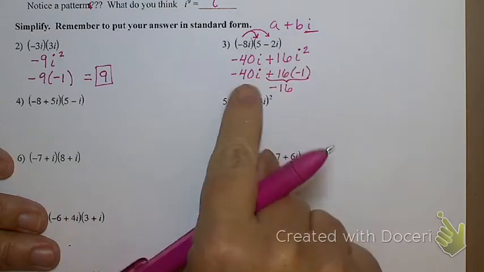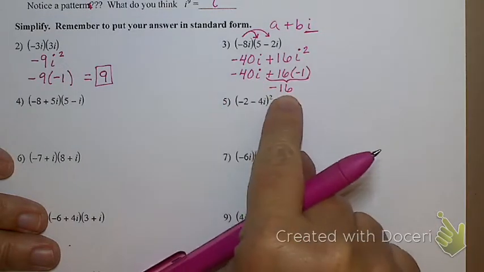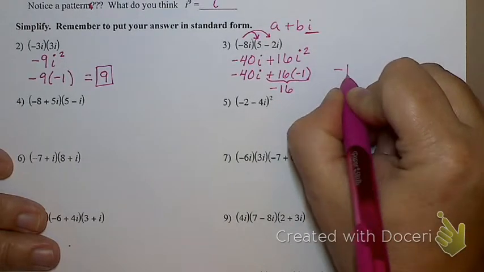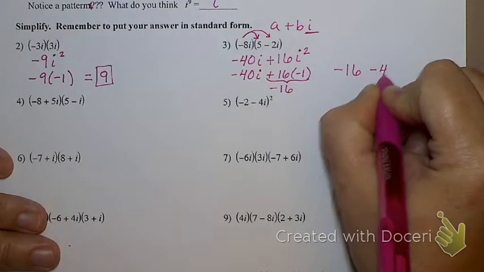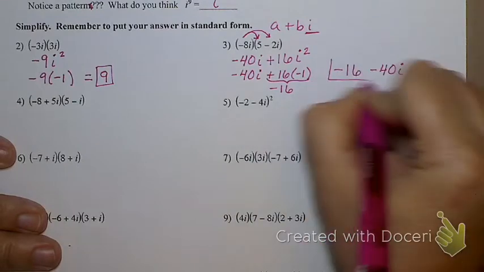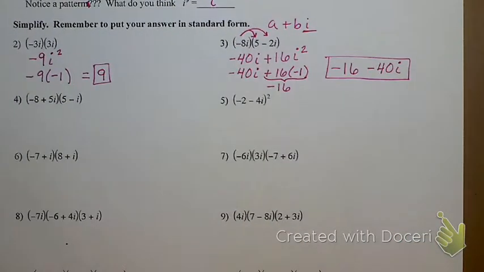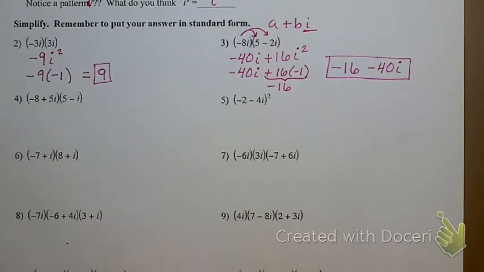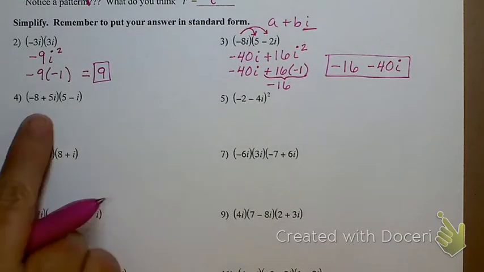So what should I write first? The -40i or the -16? So I have -16 minus 40i. Still kind of easy? Yeah. Okay, what about this one?